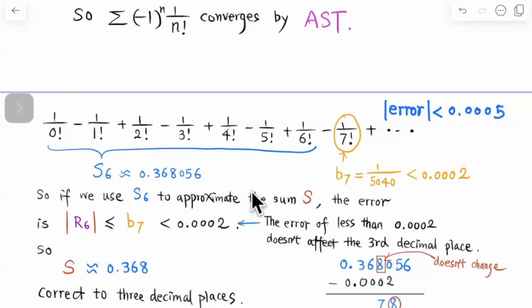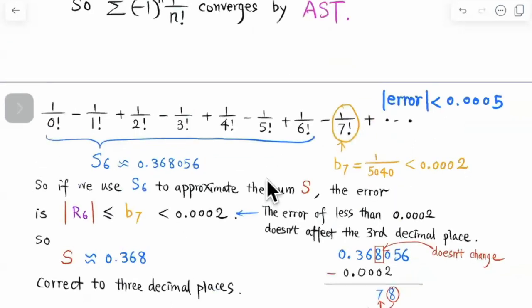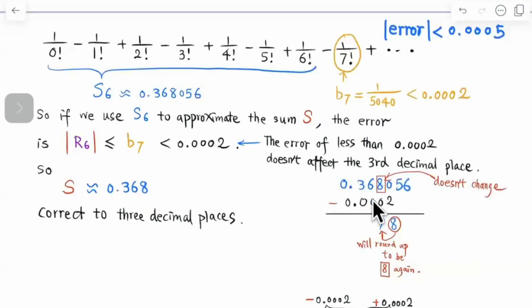So if we use this to approximate the exact sum, then we know that the error is going to be less than the absolute value of the leading term in the remainder, which is 1 over 7 factorial, which is B7. And that is less than 0.0002. So definitely it is going to be less than 0.0005. Now let's see, if the error here is less than 0.0002, what happens? This is S6. Now here you subtract this. When you subtract that, you see that this is 8 and this becomes 7. However, because this digit here is 5 and up, you're going to round this up. This digit here is going to become 8 again.